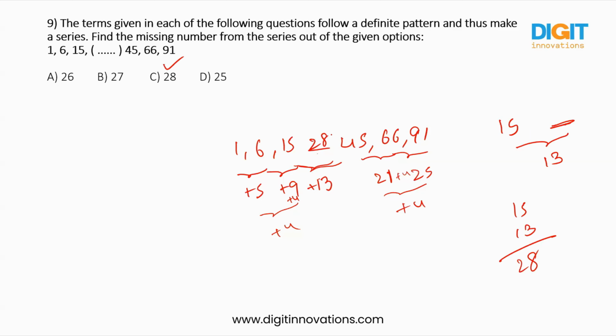So let us check the rhythm. After 4 is added here, it would be 17. When you add 17 to the 28, you get the 45.